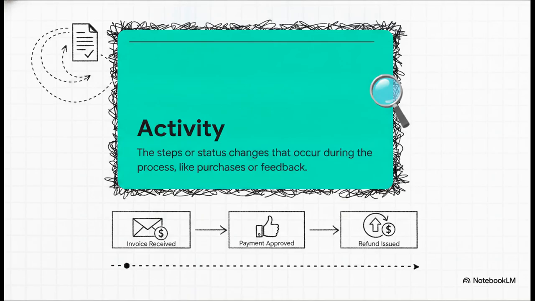Next, you've got to map the activities. If the case ID is the invoice itself, the activities are the actual steps or the status changes that happen to that specific invoice as it travels through the company. So examples of activities in your logs might be things like invoice received, payment approved, or refund issued.